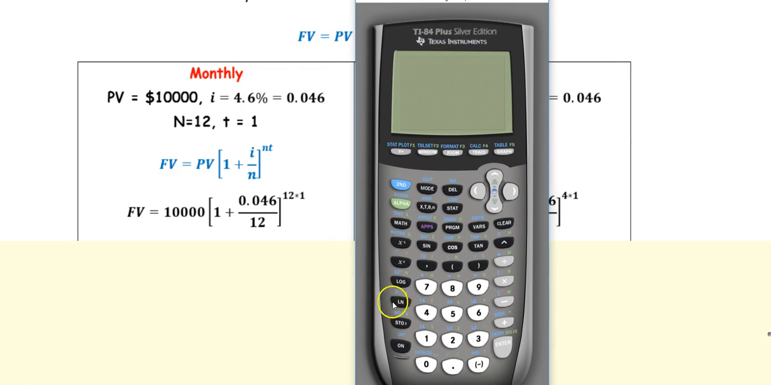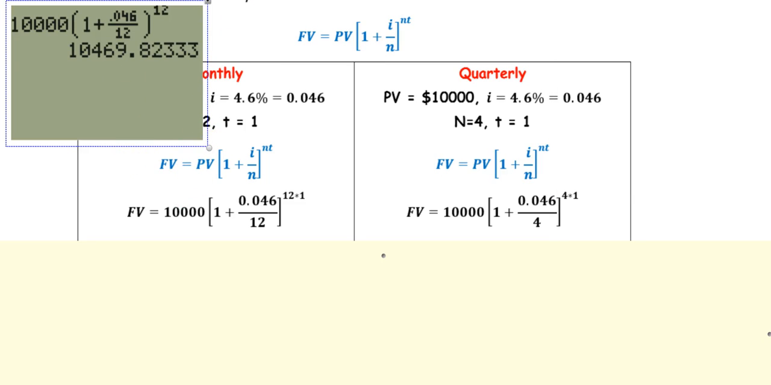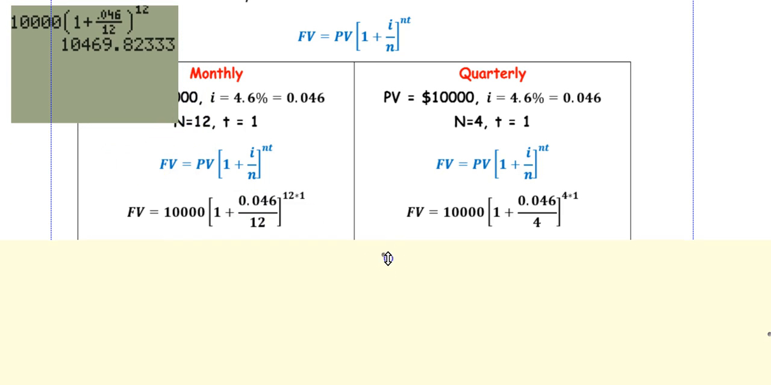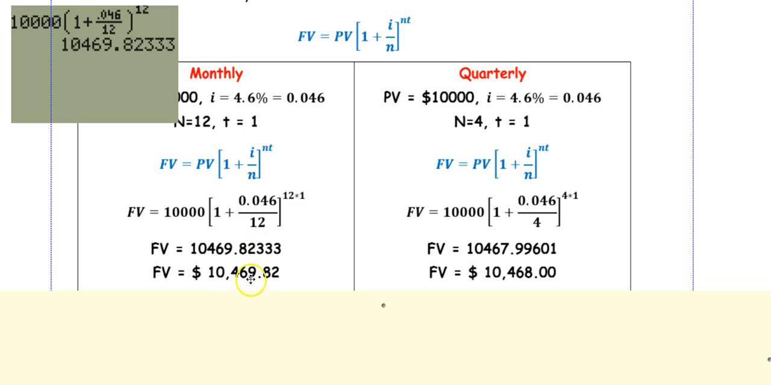We have 10,000 here, start parentheses, 1 plus, I have a fraction, 0.046 over 12, come out, close parentheses, exponent, and it is 12 times 1. 12 times 1 is 12, so enter 12 and hit enter. So that's your answer: $10,469.82.